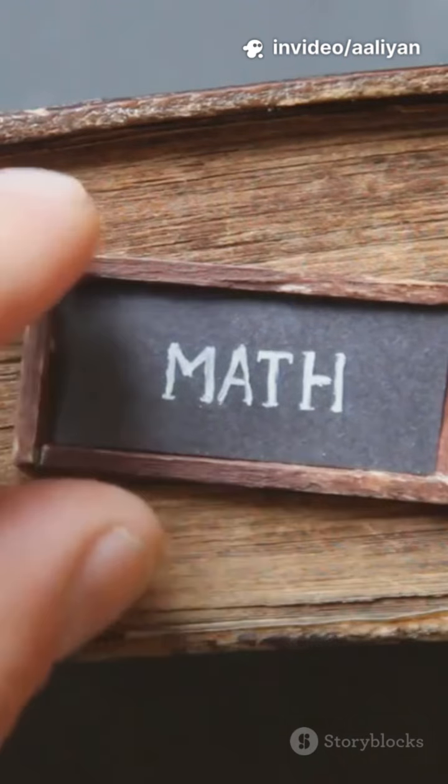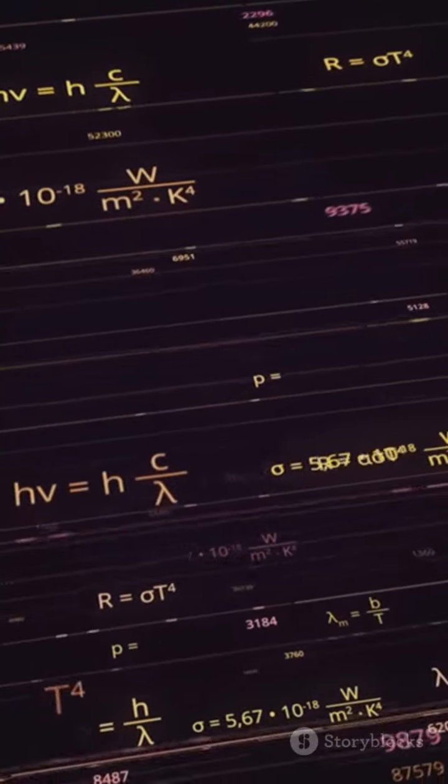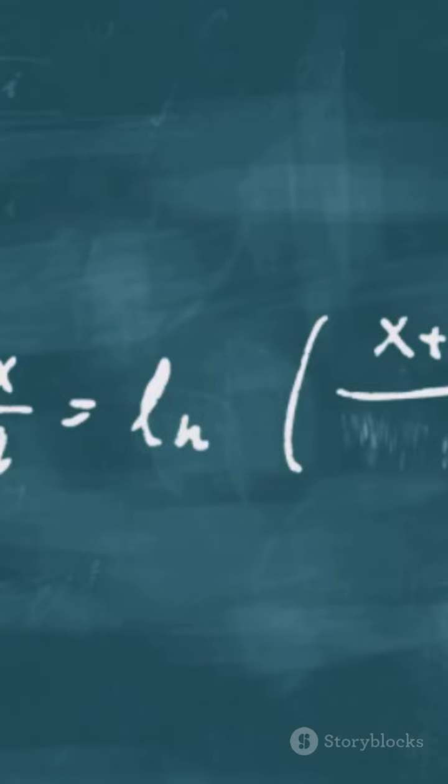Bonus, small angle superpower. For tiny theta in radians, sin theta is approximately theta, cos theta is approximately 1 minus theta squared over 2, and tan theta is approximately theta. This is why engineers can estimate oscillations and waves quickly.